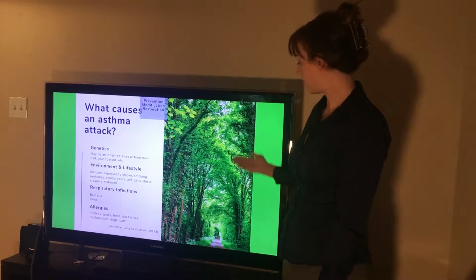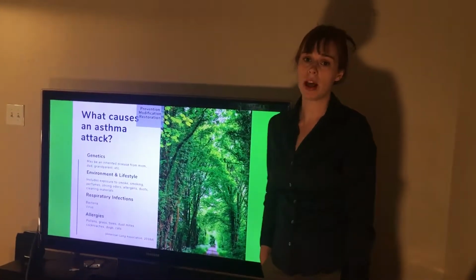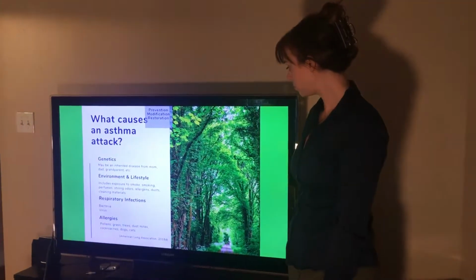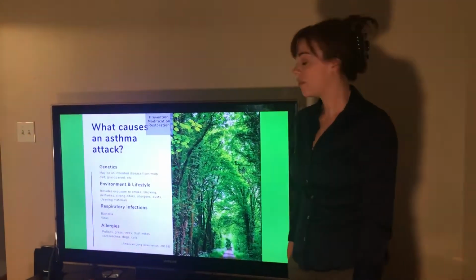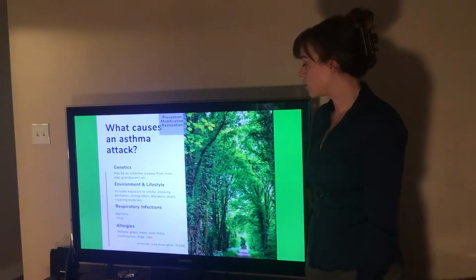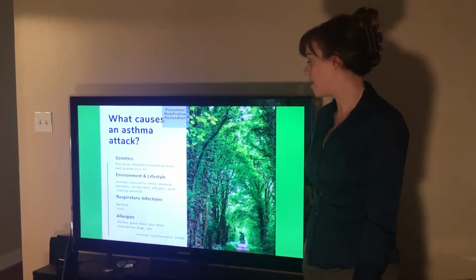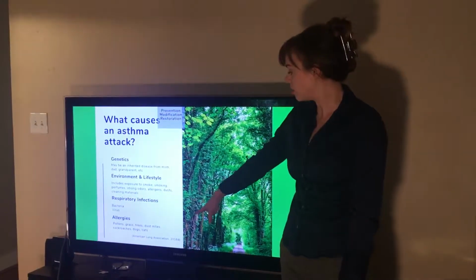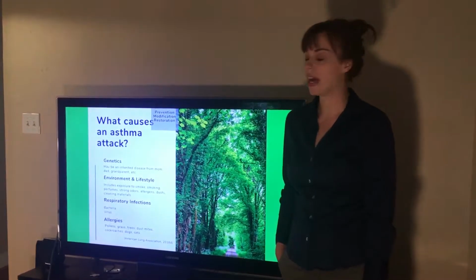That's why I have a picture of this beautiful tree setting, because people with asthma might not be able to enjoy that so much if they're allergic to cedars or elm trees, different kinds of things like that. Also, respiratory infections can trigger an asthma attack, like bacteria, virus, and then I have more specific allergies down here: pollens, grass, trees, dust mites, cockroaches, dogs, and cats.